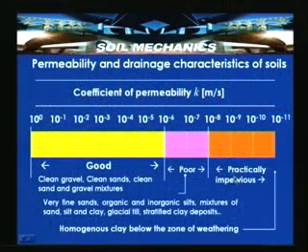And here homogeneous clay below the zone of weathering can have permeability in the range of 10 to the power of minus 8 to 10 to the power of minus 11 meter per second, and this can be a practically impervious material from the drainage point of view. But this particular property is used for constructing barriers for preventing the migration of pollutants or contaminants.